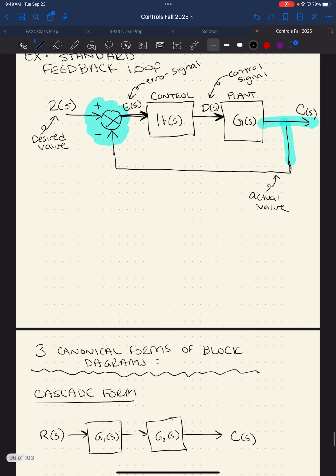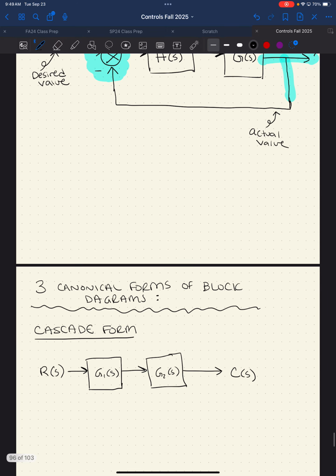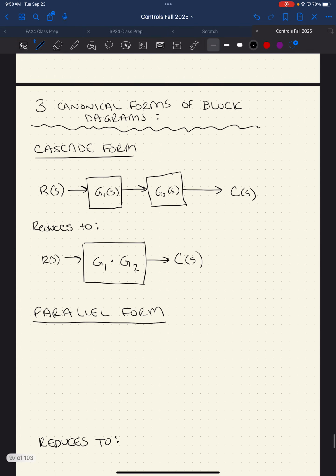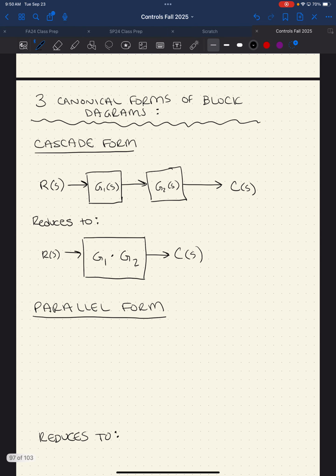Okay, we already talked about how to reduce this. How do we reduce this form? Multiplying. Yeah, this reduces to R of S into a single block that is transfer function G1 times transfer function G2. Beautiful. You just reduced cascade form.